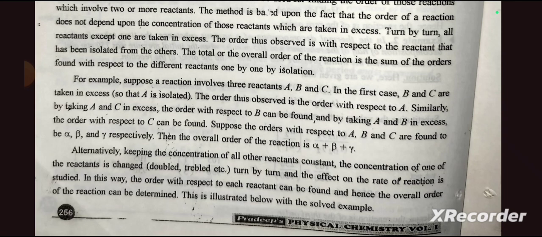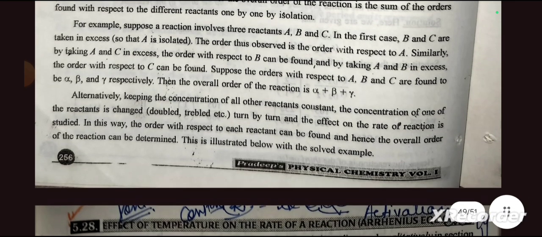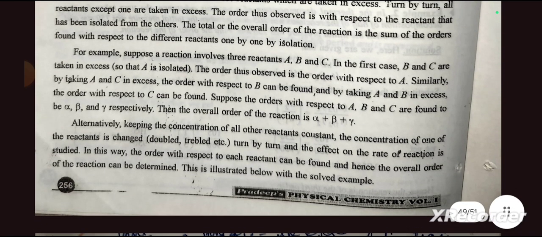The total or overall order of reaction is the sum of the orders found with respect to the different reactants one by one by isolation. For example, suppose a reaction involves three reactants A, B, and C. In the first case, B and C are taken in excess so that A is isolated. The order thus obtained is the order with respect to A. Similarly, by taking A and C in excess, the order with respect to B can be found, and by taking A and B in excess, the order with respect to C can be found.